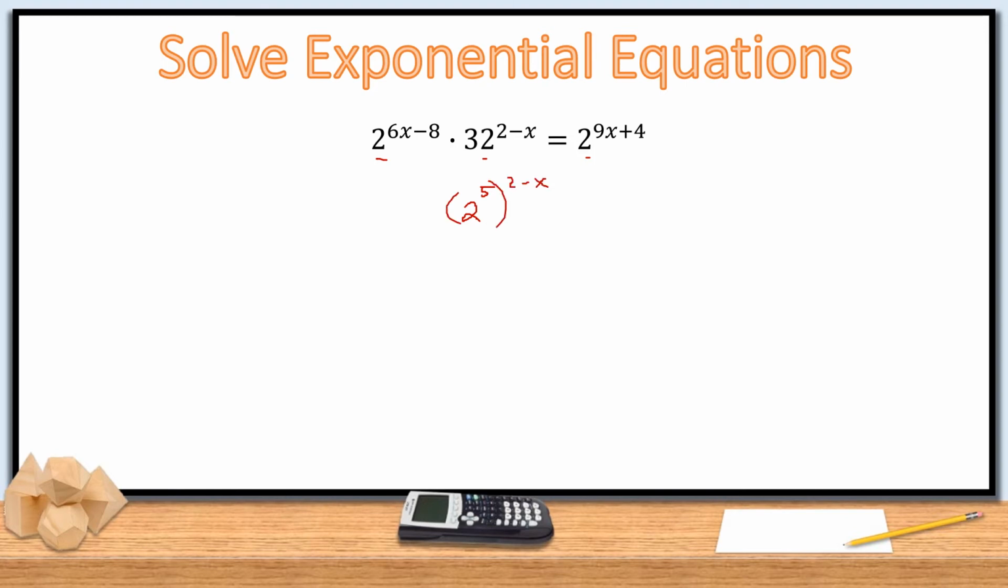Once I've got that sorted, then I can kind of move forward a little bit. So 2 to the power of 6x minus 8 times 2 to the power of 10 minus 5x is equal to 2 to the power of 9x plus 4. So same base value multiplied. Remember, we add the exponents, and then it's going to be equal to the other side. So they're all at the same base at the moment. So add the exponents.